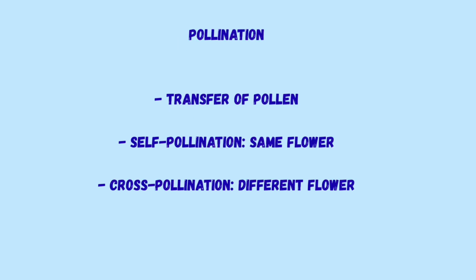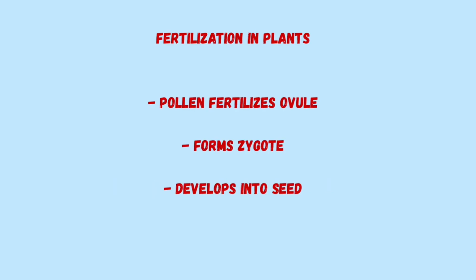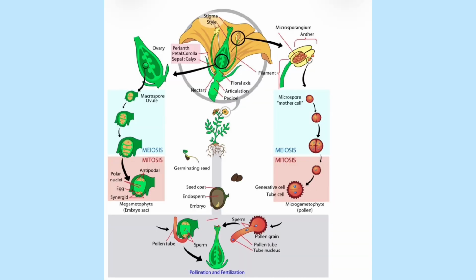What is pollination now? The transfer of pollen. Self-pollination is in the same flower. Cross-pollination is between different flowers. Now what happens in fertilization in plants? Pollen fertilizes the ovule, which forms the zygote and develops into the seed. Alright.